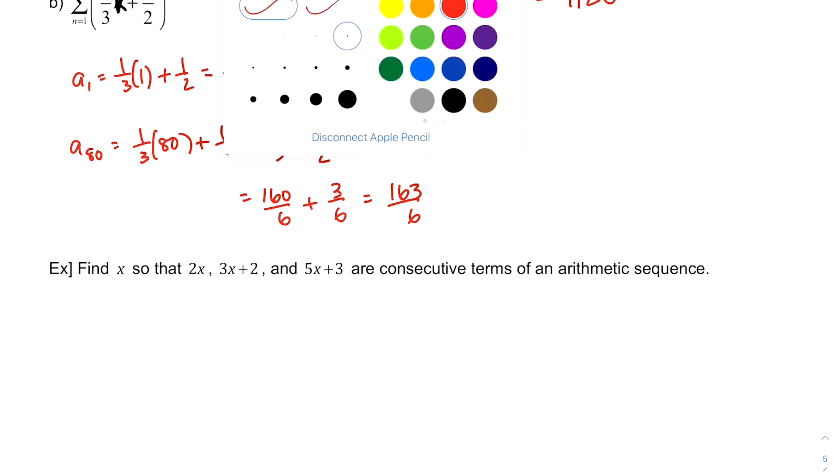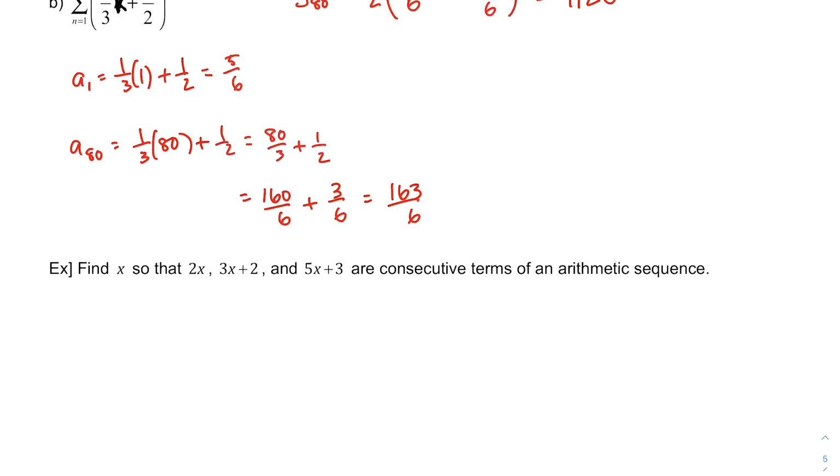So this next example is saying find x so that 2x, 3x plus 2, and 5x plus 3 are consecutive terms of an arithmetic sequence. So we're given 3 terms, all in terms of x, and we're told that they are part of an arithmetic sequence. So we can use the fact that terms have a common difference to set up an equation.